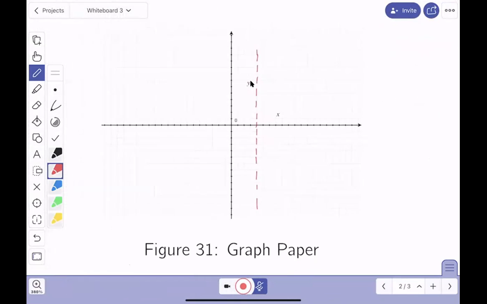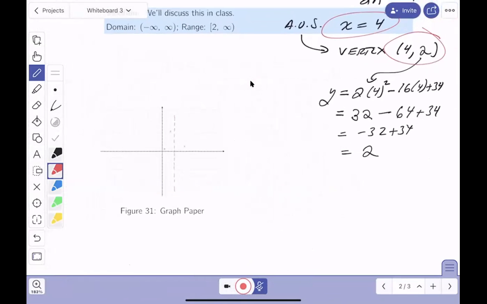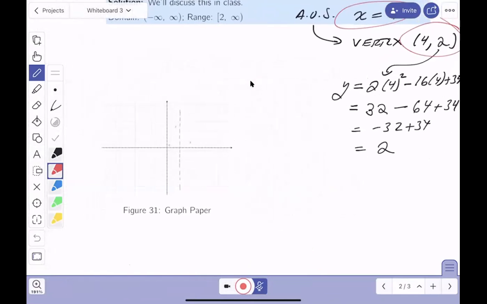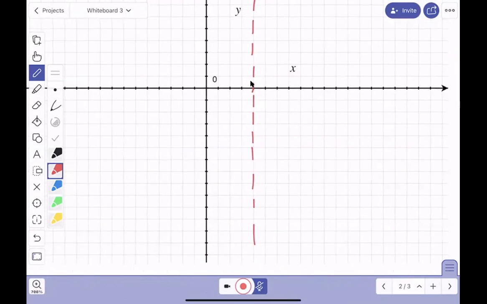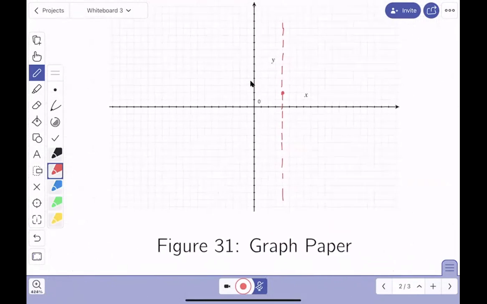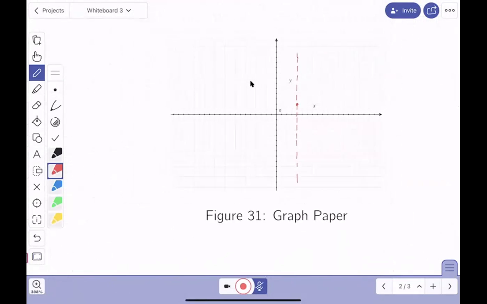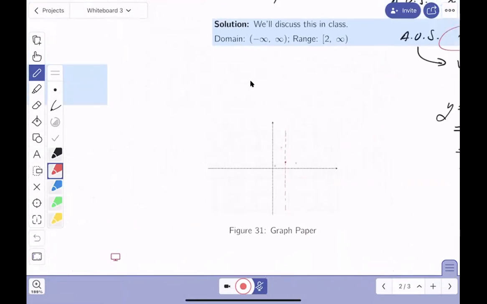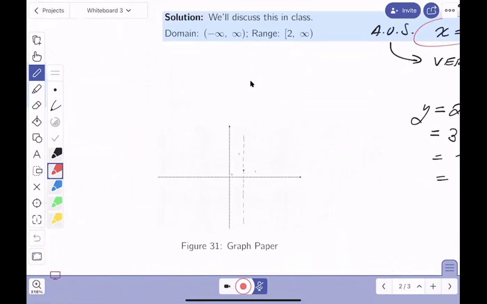It's nice to have graph paper. X is 4, and the vertex is 4 too, right? Let's put this over here. That's the vertex. Now, by the way, I only got 1 point and a line of symmetry. And what do I know about this thing? I know the graph opens upwards, right?